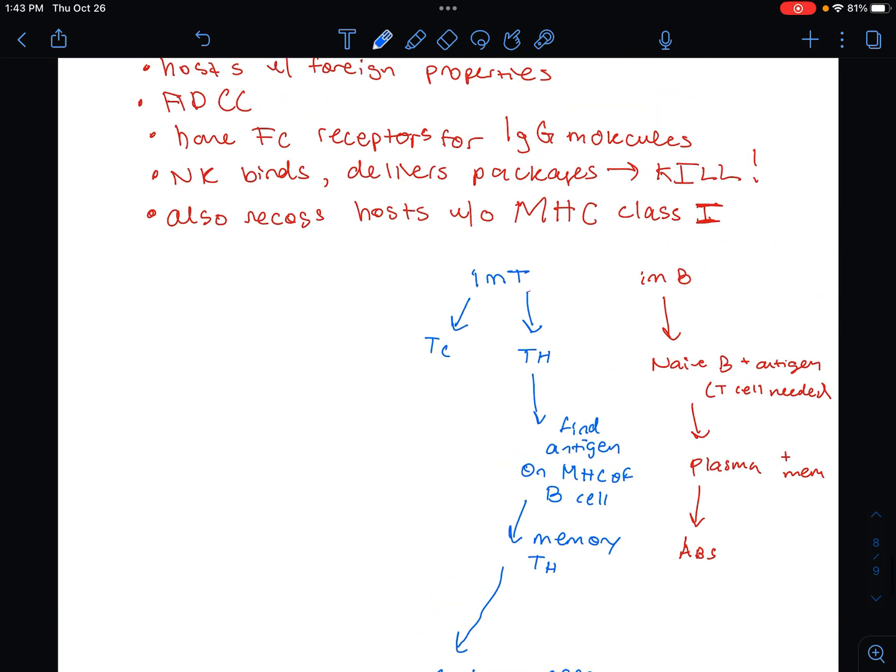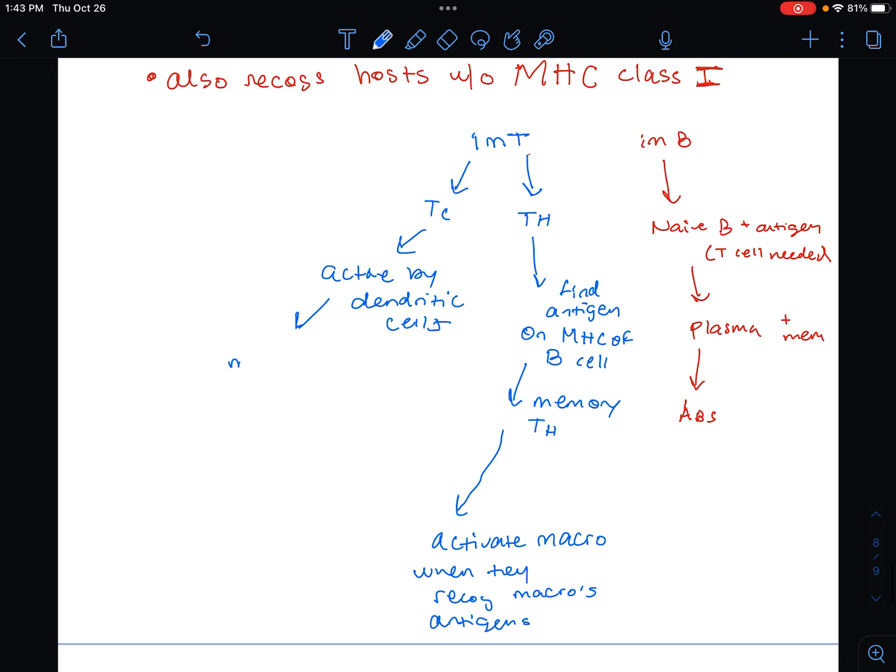Then the cytotoxic T cells are going to be activated by the dendritic cells, and then they're going to find any cell of your body that's infected with a virus, and then they're going to be able to mark that and come alongside and then deliver that death package to kill that off. So that's all there is. That's basically what we've talked about. This diagram helps you keep it in your head as to what's going on.